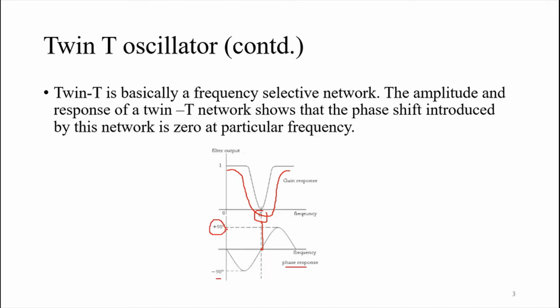So what we're going to do is design our twin T network to work at this particular frequency. If I make it work at this frequency, automatically you'll have a phase shift of only 0 degrees.